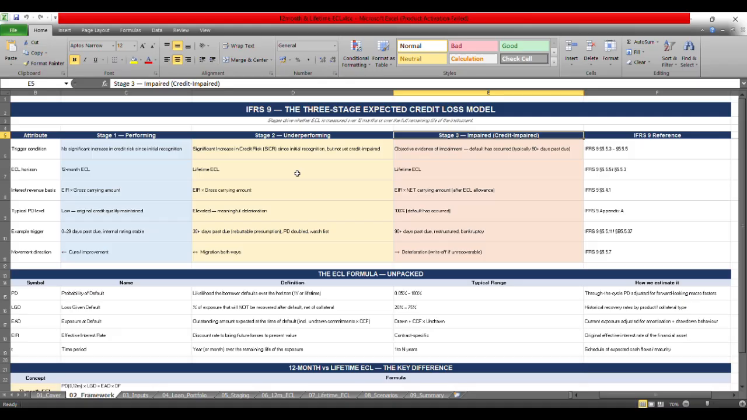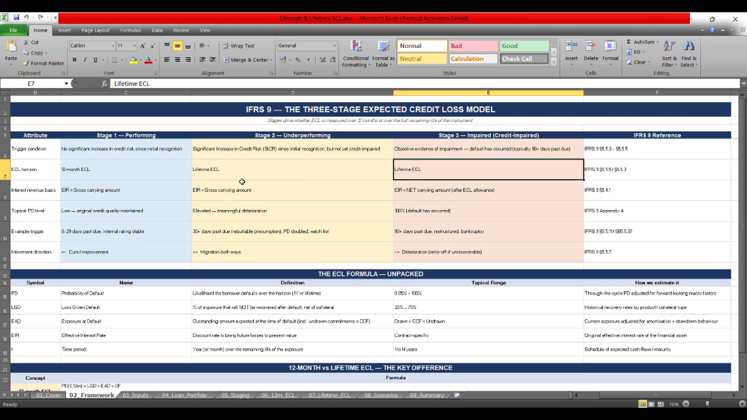The default here has actually happened, and it usually means that the borrower is 90 or more days past due, has restructured, or maybe is in bankruptcy. Same as stage 2 here, you reserve the lifetime losses. But now the interest revenue is calculated on the net amount after the allowance. And below that, we have the formula unpacked.